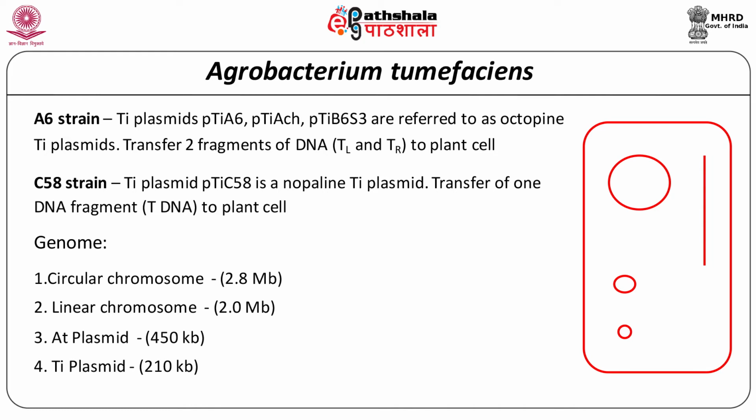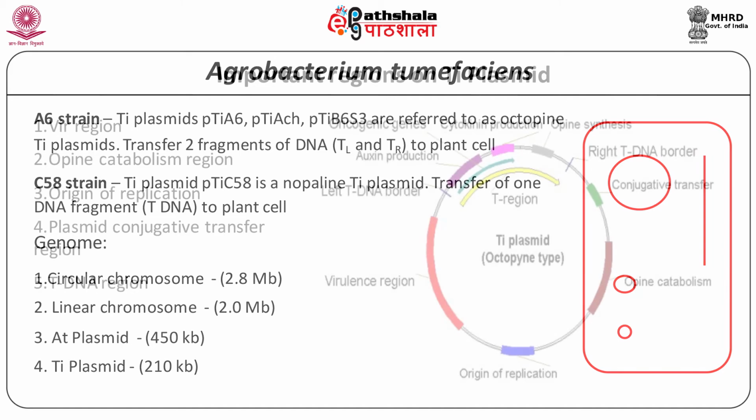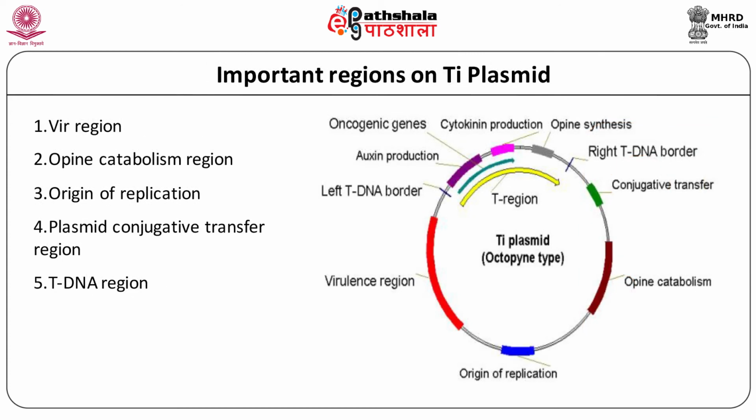Agrobacterium consists of two main types, those that transfer one T-DNA fragment to plant cells and those that transfer two fragments to the plant cells. The bacterium has a circular as well as a linear chromosome and two plasmids called the At plasmid and Ti plasmid. The pathogenicity of the bacterium depends on the Ti, that is the tumor-inducing plasmid. The interesting feature of the Ti plasmid is the T-DNA, the transfer DNA, which is actually transferred from the bacterium to the plant genome. The ability of Agrobacterium tumefaciens to cause crown gall disease depends on the Ti plasmid.